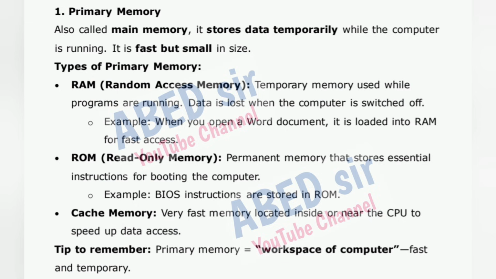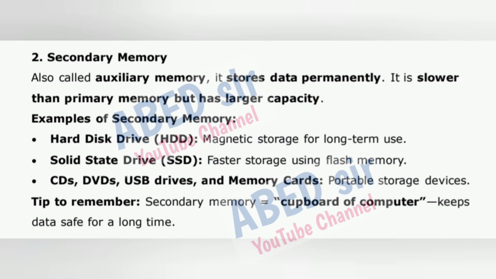Tip to remember: primary memory is equal to the workspace of the computer, fast and temporary. 2. Secondary memory. Also called auxiliary memory, it stores data permanently. It is slower than primary memory but has larger capacity.